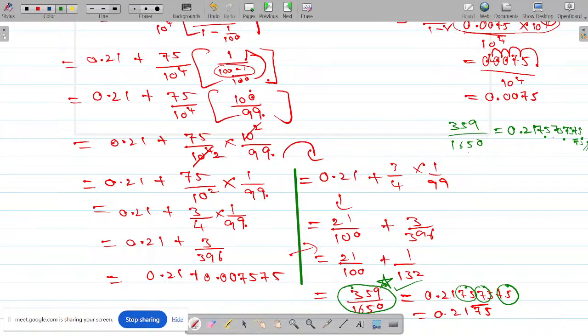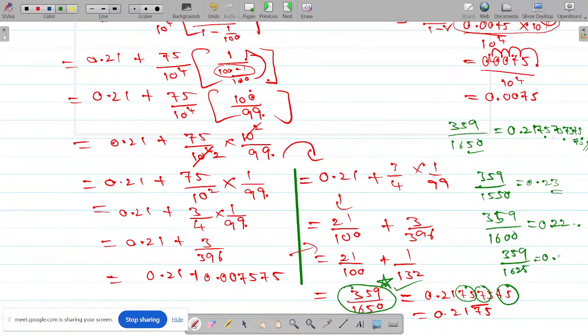If this number is not 1650, say I take a meager difference, probably 359 divided by 1550. It's not a meager difference actually, it's a 100 points difference. What's the answer you get? 0.23. See, you're getting a difference. Or if I take 359 divided by 1600, 0.22. If I take 359 divided by 1625, 0.22. So at one point only you'll get 75, 75, 75 and 75.